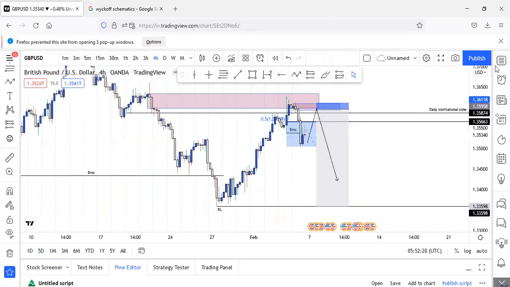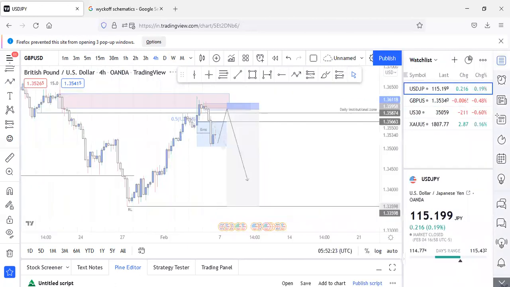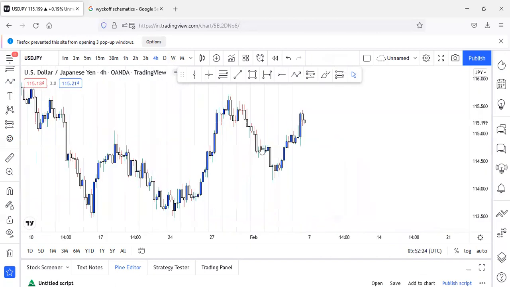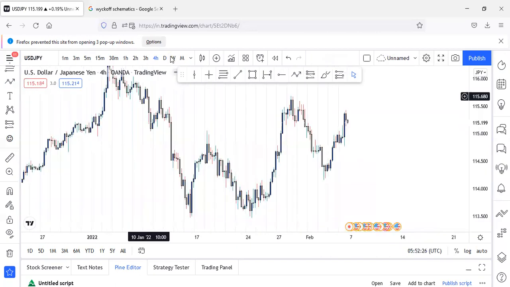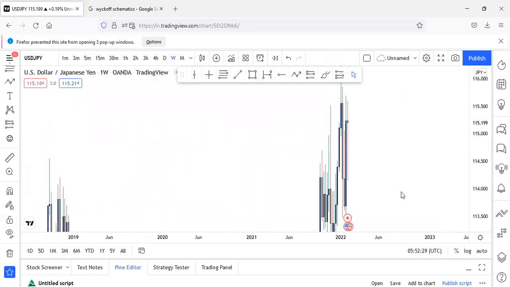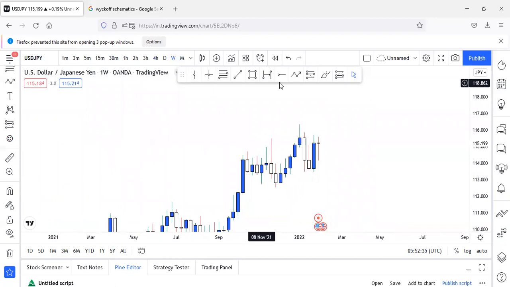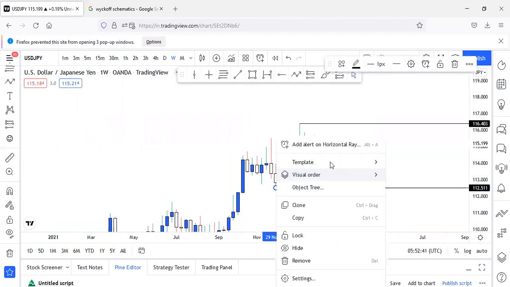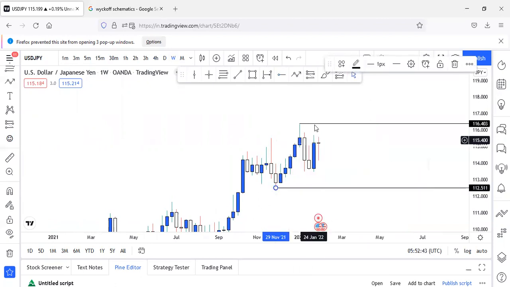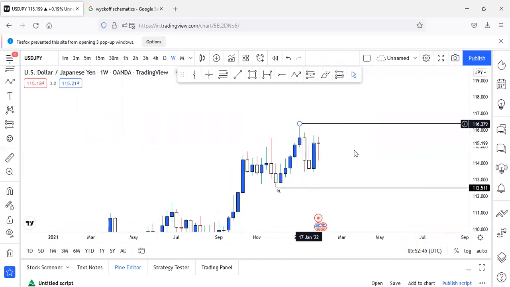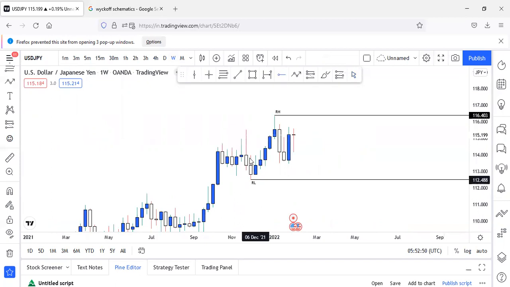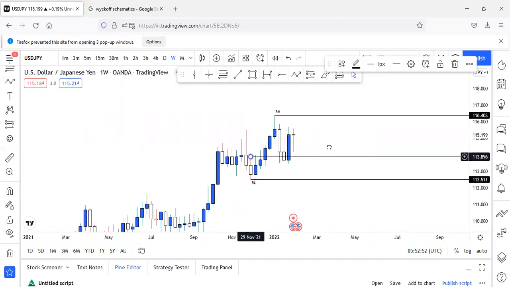So let's look at USD JPY. What am I looking to do with USD JPY? When you go to the weekly time frame, on our weekly time frame, we are having this high right here. We're having this low right here, range low right here. We have this range low. We have this range high. Okay, and we have this institutional level right here being respected.